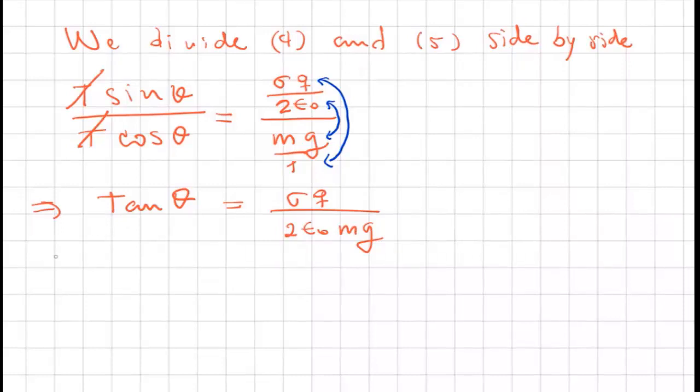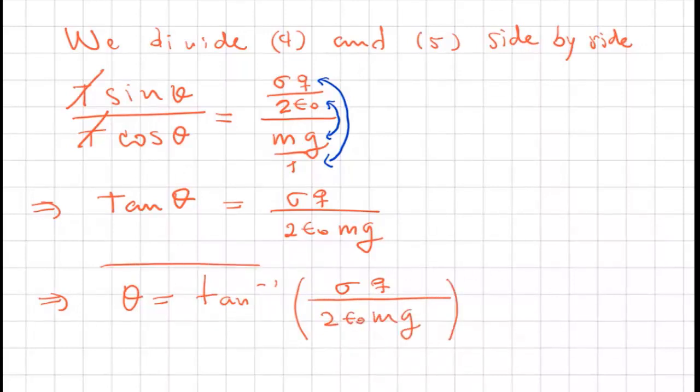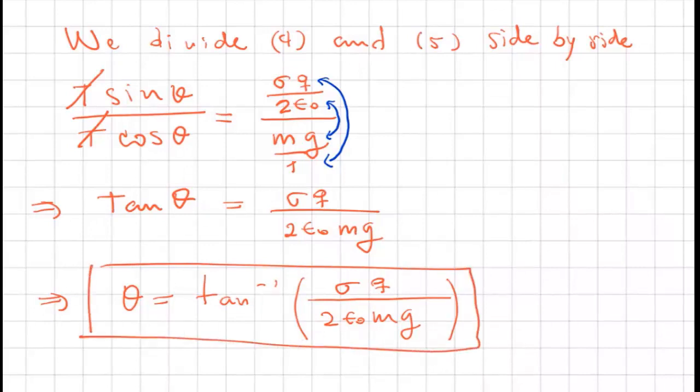If we take the inverse of tangent, then theta is equal to tangent inverse of sigma q divided by 2 epsilon 0 mg, and this is the result that we are looking for. So this is the angle theta. Whatever the values are, for example sigma, q, epsilon 0, m, and g, we take those values and replace them into the equation and we get the angle. But algebraically, this is the solution.